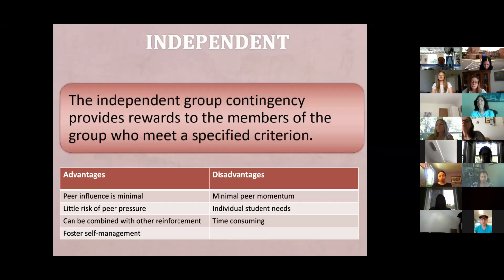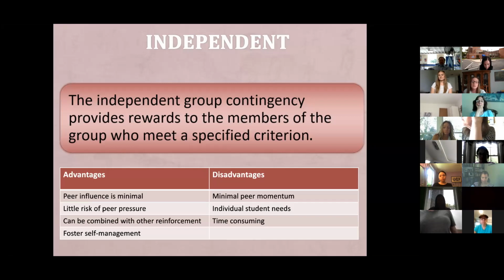The advantages of an independent group contingency is the reward is delivered for each individual student behavior. So in that case, peer influence and peer pressure, there's not a lot of it going on because you're individualized. They can also be combined with other reinforcement systems, such as like a token economy. And they foster self-management, right? Because you're individualized, so you're just working on yourself and managing your own behavior. You're not worrying about the group as a whole.